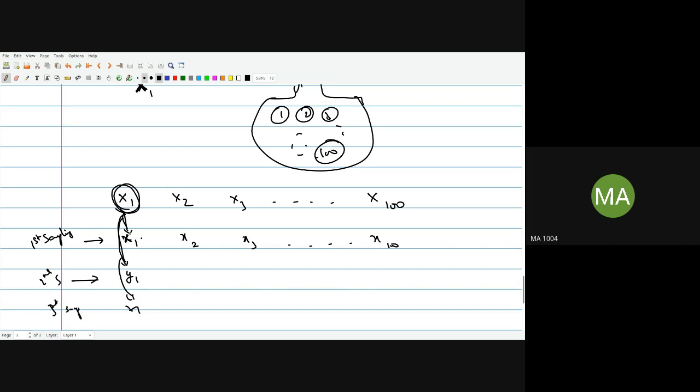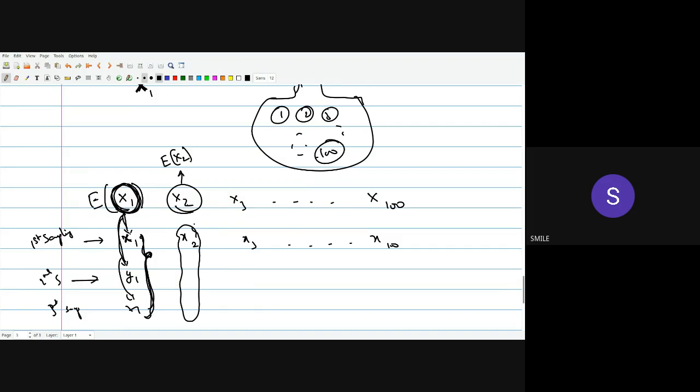So how can I compute the mean of this? The mean of this is nothing but the mean of this random variable. Similarly, if I know the expected value of x2, that will be the mean of all the possible values x2 can take. Like that, here also it is the expected value of x100. X100 will give us the expected value of this 100th sample, the 100th person you are going to choose.